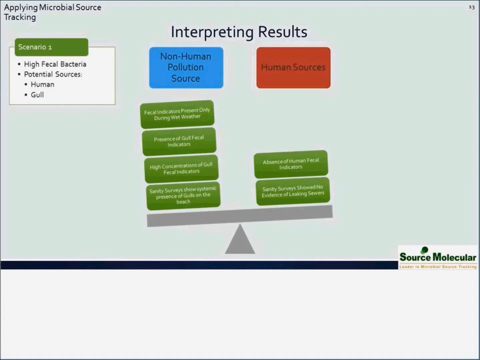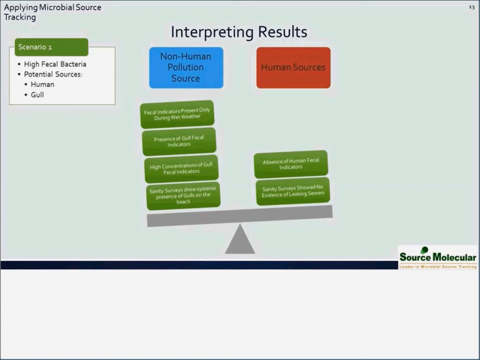You have the presence of goose fecal indicators in the series of microbial source tracking samples that were submitted. You have high concentration of those goose fecal indicators in the samples. So not only do you have a lot of positives, but you have high concentration when they're positive. And finally, your sanitary survey showed a systemic presence of geese on the beach. What do you have on the human source side? Well, you have an absence of human fecal indicators.